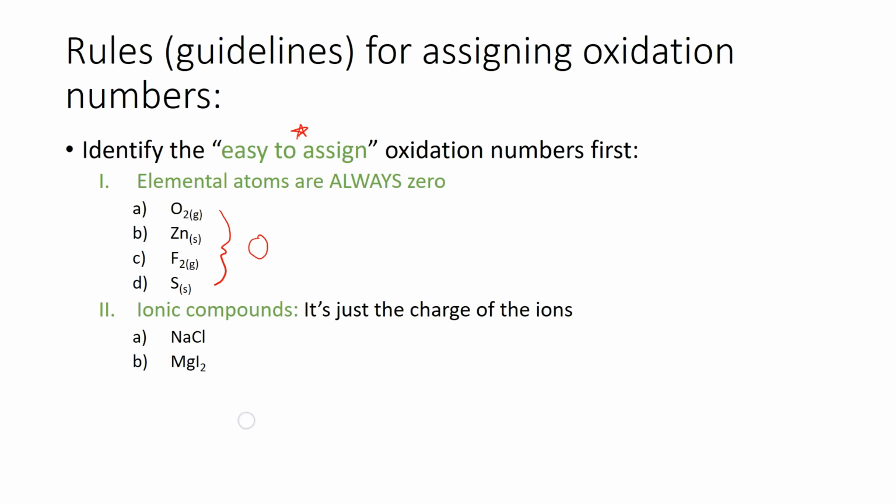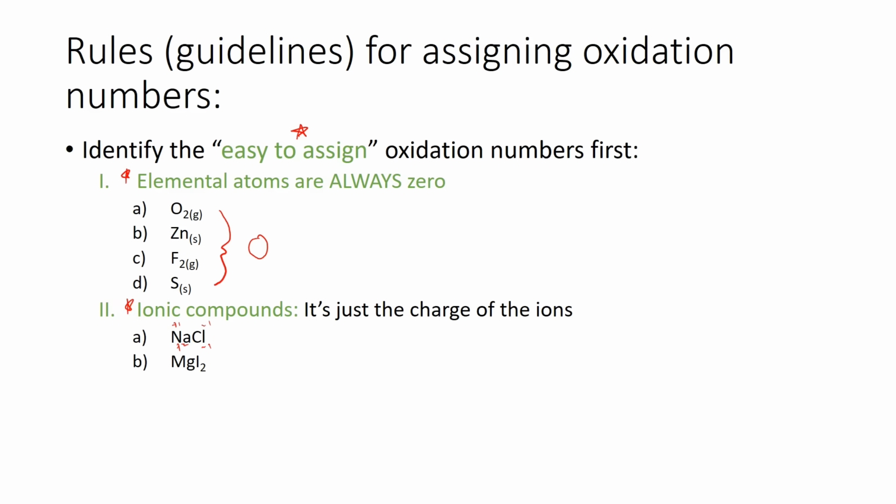Other easy-to-assign ones are ionic compounds. The oxidation number is just the charge. So sodium, we know that's +1. Chlorine, we know that's -1. And that's what we learned back in our ionic bonding unit. Magnesium, we know that's +2. We know iodine is -1. So for ionic compounds, the oxidation number is simply the charge that you assigned when you wrote that formula. Again, these are our easy to assign: elemental atoms and ionic compounds.